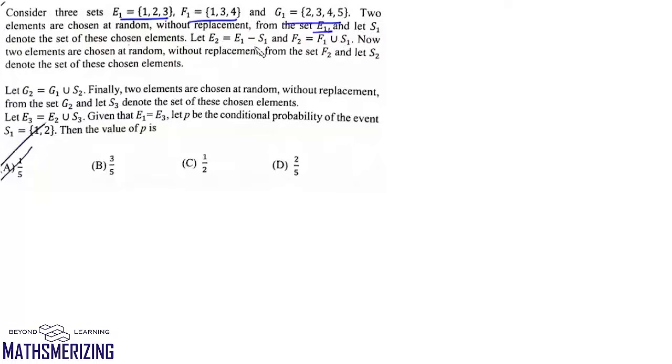Let E2 be E1 minus S1 and F2 be F1 union S1. Now two elements are chosen at random without replacement from the set F2 and let S2 denote the set of these chosen elements. Now G2 is G1 union S2 and finally two elements are chosen without replacement from the set G2 and let S3 denote the set of these chosen elements.